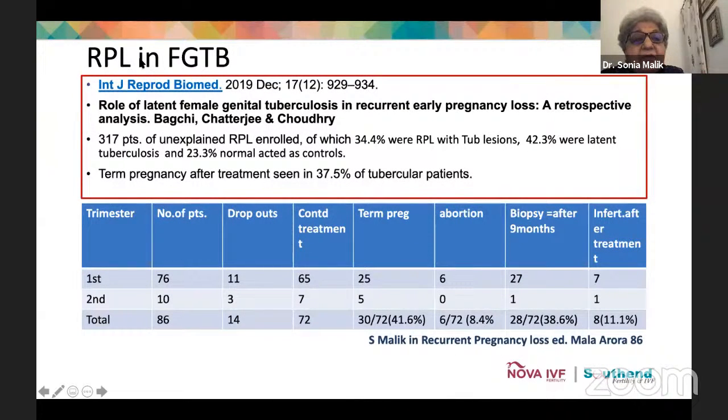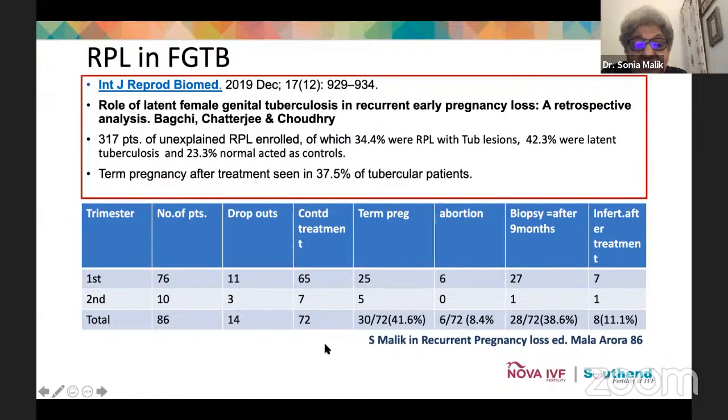We also looked at RPL in female genital tuberculosis, like I mentioned, and this is a very recent report of 2019, again from Calcutta. A large number of patients, 317 patients with unexplained RPL, were enrolled, out of which they found 34.4% were with tubercular lesions and 42.3% had latent tuberculosis. So basically, a large segment of these 317 patients were actually tubercular and were having recurrent pregnancy loss.